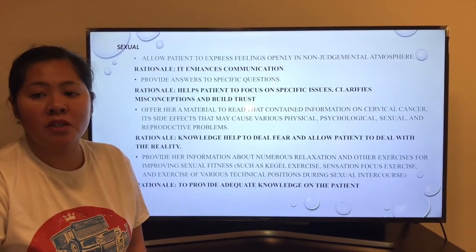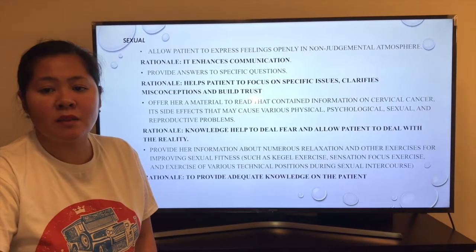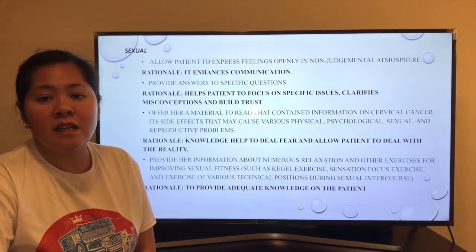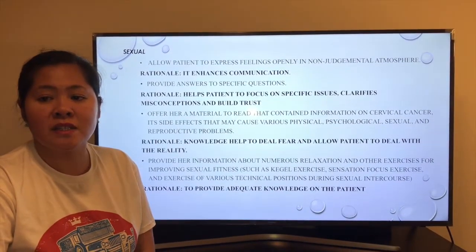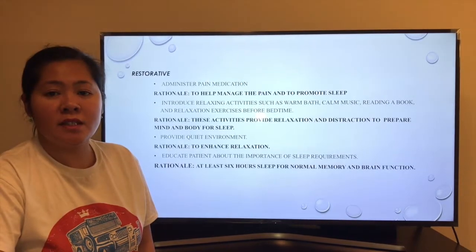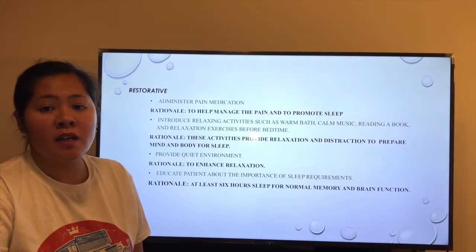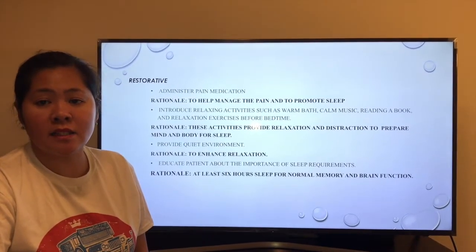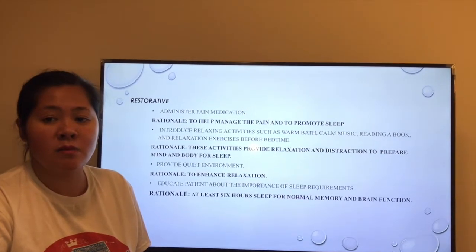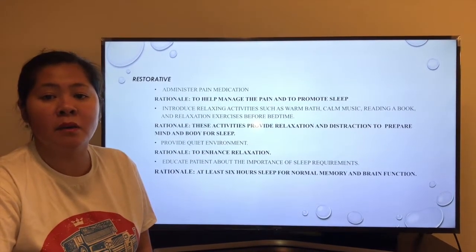Next is provide her information about numerous relaxation and other exercises for improving sexual fitness such as Kegel exercise, sensate focus exercise, and exercise of various positions during sexual intercourse. Rationale: to provide adequate knowledge to the patient. For restorative, administer pain medication. Rationale: to help manage the pain and promote sleep. Next is introduce relaxing activities such as a warm bath, calm music, reading a book, and relaxation exercise before bedtime. Rationale: these activities provide relaxation and distraction to prepare mind and body for sleep.